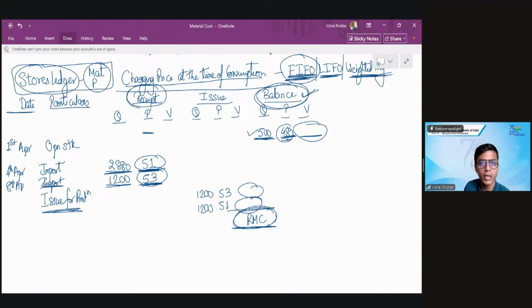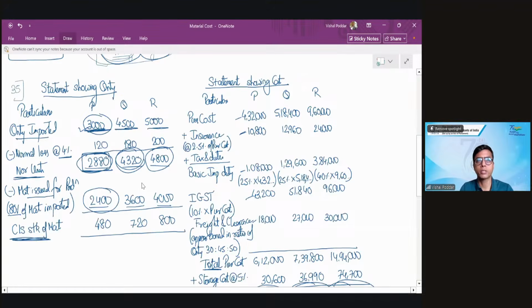So what I've done, I've again calculated my price at the time of consumption. And this is how finally you will get your raw material consumed cost, which you will show, which you will add in your cost sheet. Students, I hope you are getting the whole process of reaching the cost sheet and finding out the material cost in the cost sheet. So first you find out the price by this whole formula.